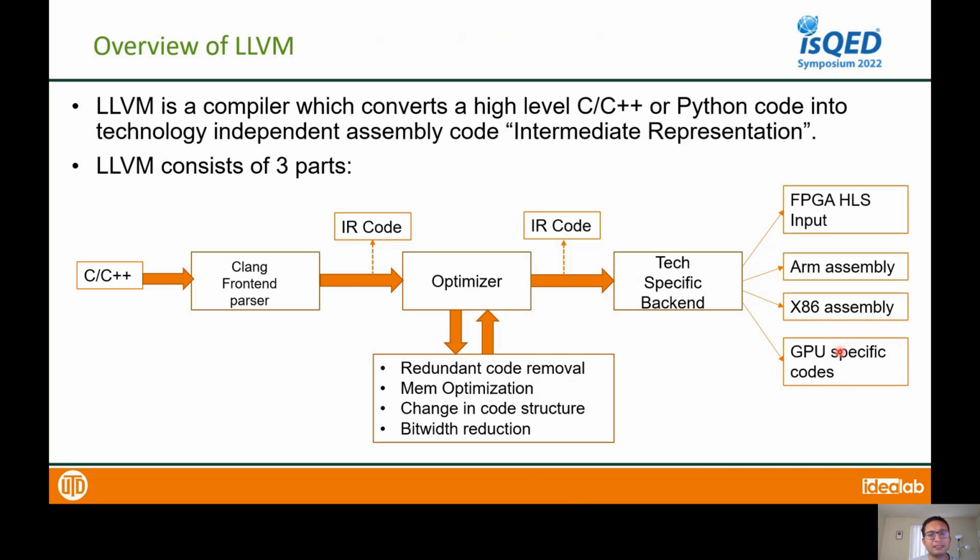There is a middle-end optimizer which performs optimizations like redundant code removal, memory optimization, bit width reduction, loop merging, unnecessary loop removal, etc. to generate an optimized IR, and this optimized IR is read by the technology-specific backend to generate ARM assembly or GPU-specific assembly language code. In our work, or in FPGA in general, we directly perform operations on the IR code to generate the RTL code or various graphs which are discussed later.